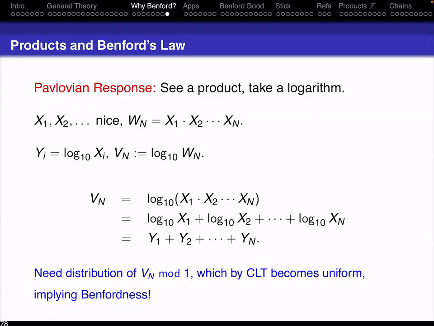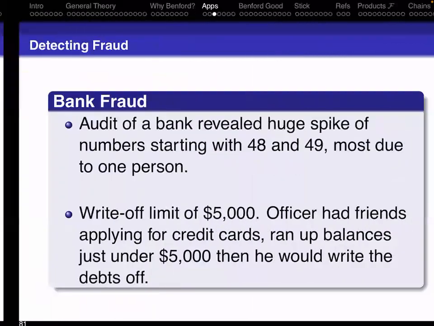If you can write your object as a product of a bunch of processes, the central limit theorem is kicking in in the background. What's interesting is I actually don't need the x's to have, for instance, finite moments. I just need the log of the x's to be nice. And I'm only looking at these mod 1. So you can play this game as to what is the weakest set of conditions I need. All right, so let's talk about some applications.